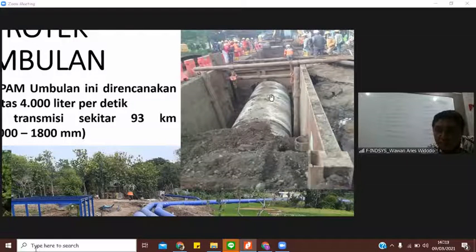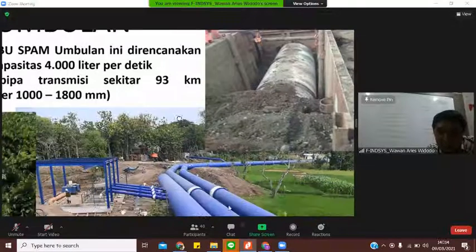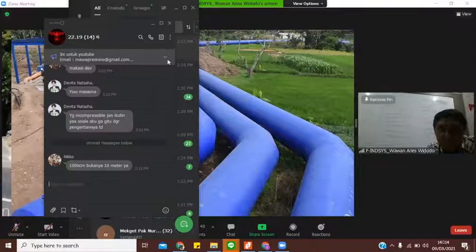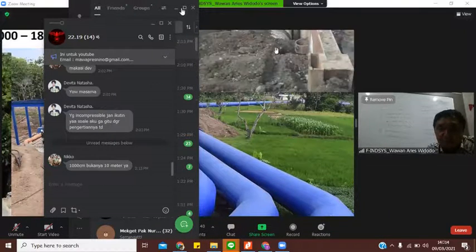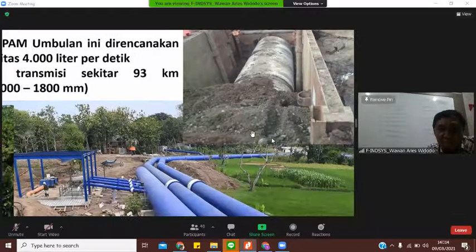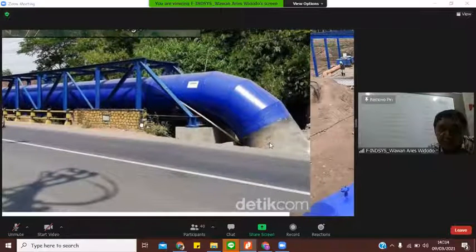The pipe, yeah, is installed underground. This is the soil here. Okay, and then this is the underground pipe, and then here is the above ground pipe. This is underground pipe. Okay, this is above ground pipe. Okay, you can imagine the construction of this pipeline.